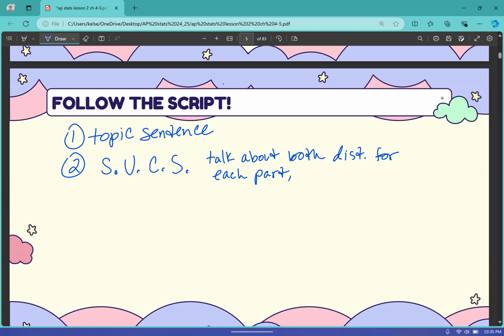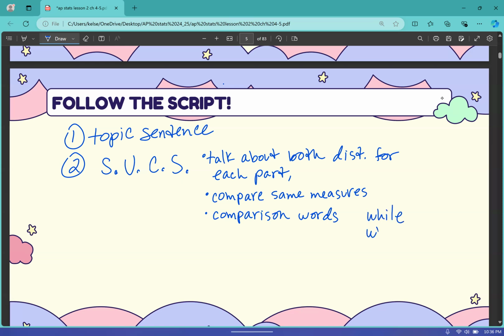Okay, and you've got to make sure that you are comparing the same measures. Compare the same measures for both. So if you're going to do the median on one, you have to do the median on the other. If you're going to do the range on one, you do the range on the other, okay? So you compare the same measures between them, and then you have to use comparison words. Remember, while and whereas are not comparison words, okay? They are not comparison.